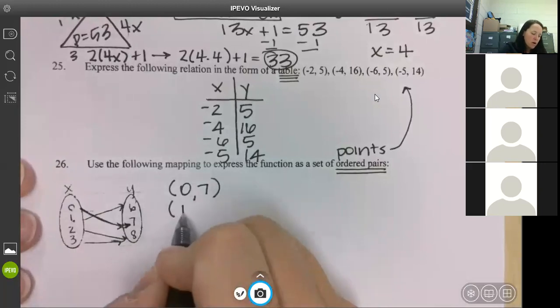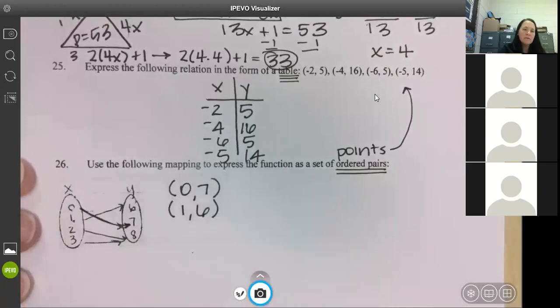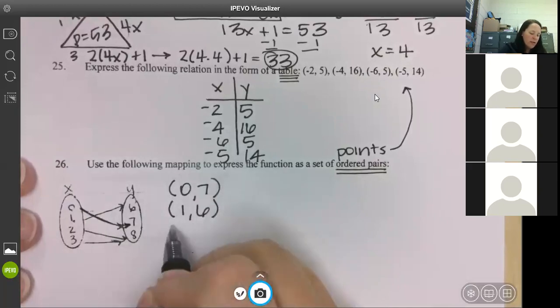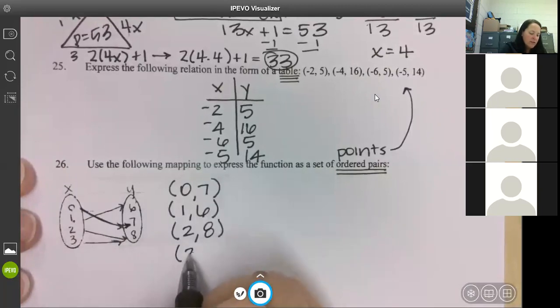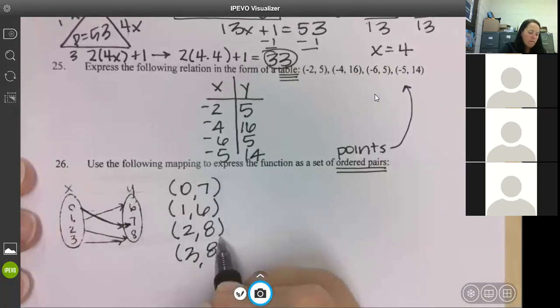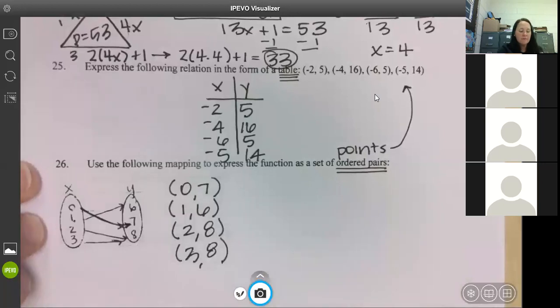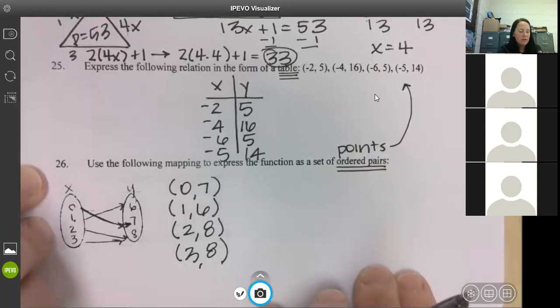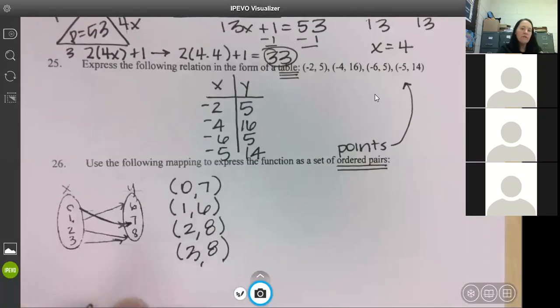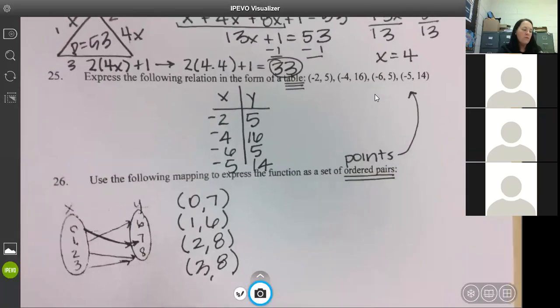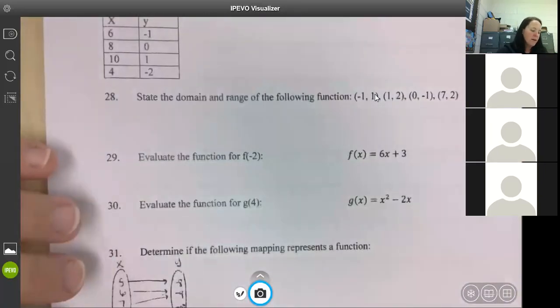6. So our coordinate is 1, 6. What is the 2 pointing to? 8. And what is the 3 pointing to? 8. That's your coordinates. That's it, guys. So don't make it harder than what it is. Everybody good? I'm gonna flip my page. If you need it back, we'll get back to it.